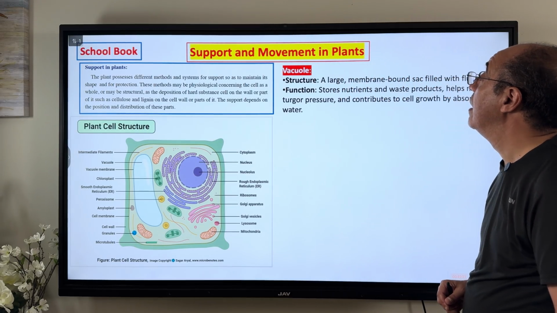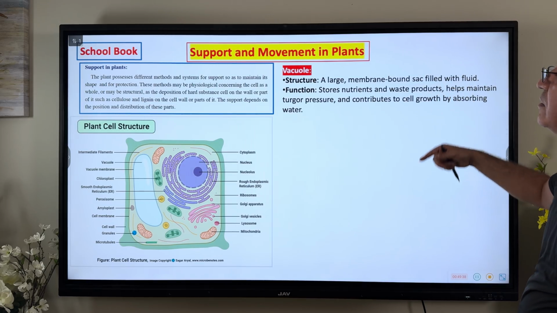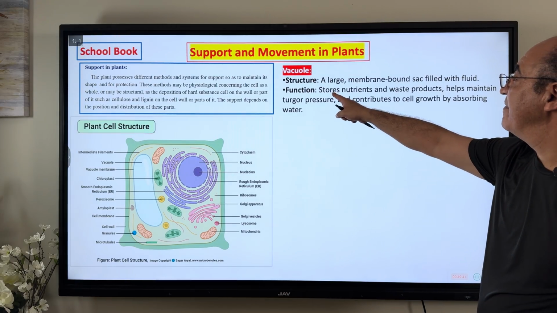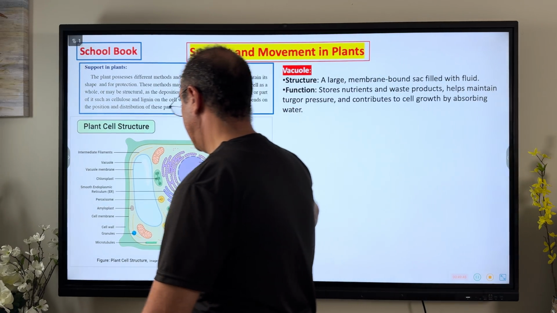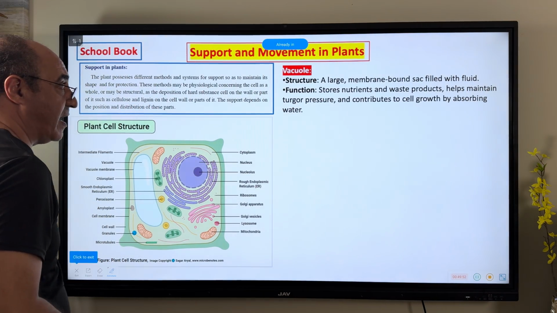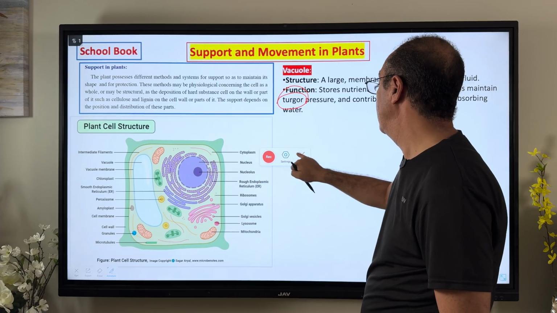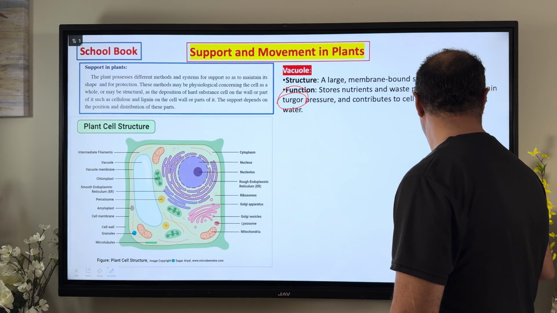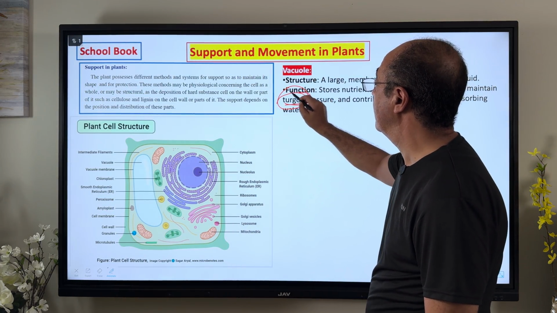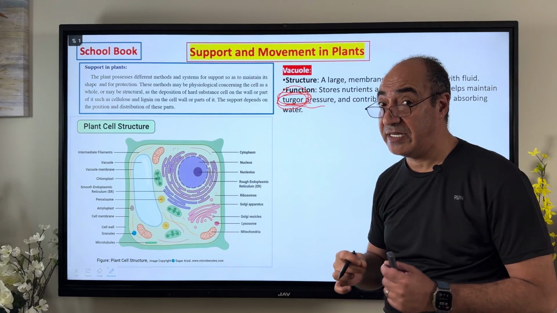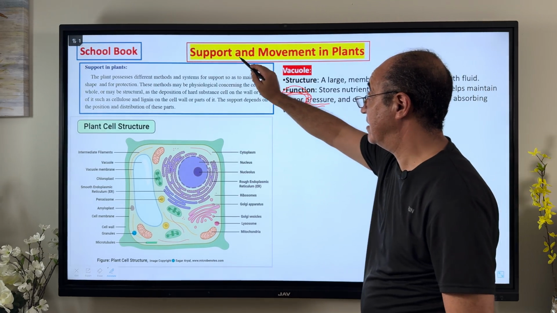All right, it's a large membrane-bound sac, or a bag, or a vesicle filled with fluid, mostly cytoplasmic fluid. Its main function is to store nutrients, as I suggested. It also holds certain waste products, and it helps maintain the turgor. That's your key word here. Every time I underline or highlight something, that means this is a key word that the chapter is emphasizing that's relevant to the topic at hand. In our case, the support part.